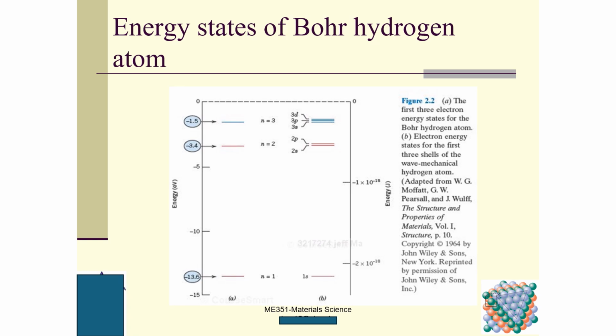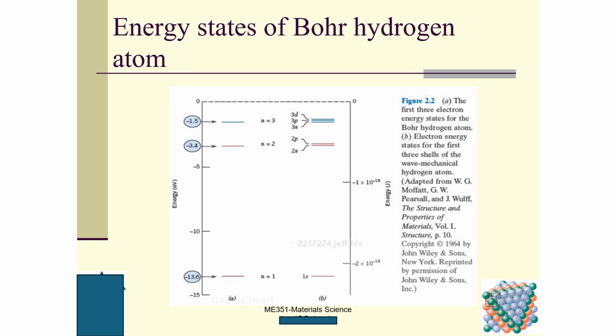Then we talk about the energy states of the Bohr hydrogen atom. This is just to give you one example. Here is the energy level, and we can have different energy states. You can see the first three electron energy states for the Bohr hydrogen atom. Here, in B, are the electron energy states for the first three shells of the wave mechanical hydrogen atom.